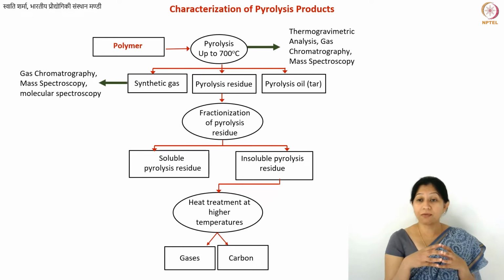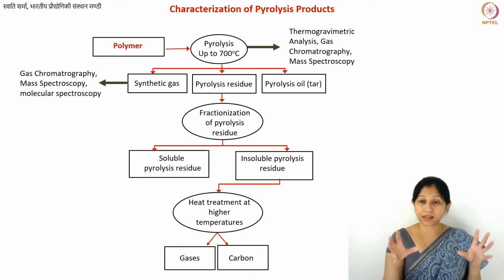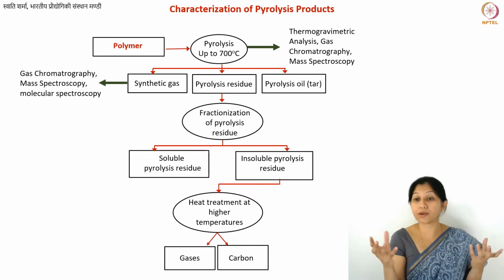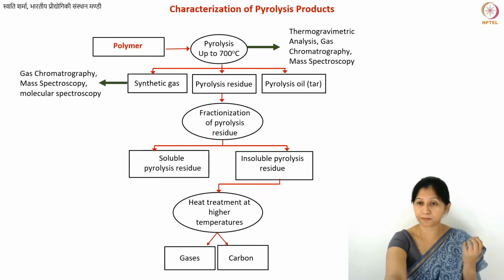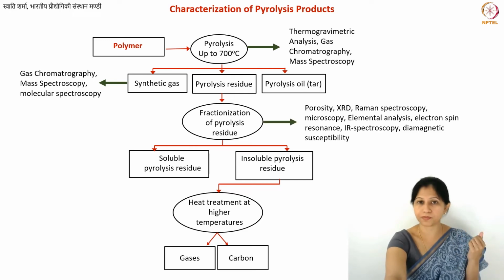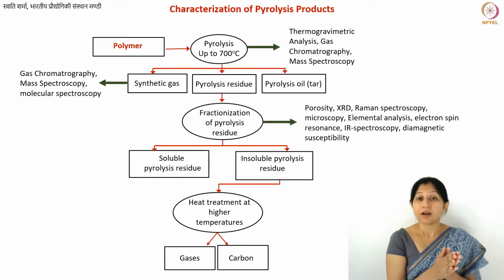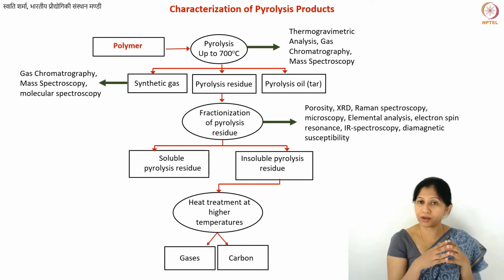Okay. Now, when you have the synthetic gas and the pyrolysis oil, the tar-like materials, you can of course analyze them again using gas chromatography, mass spectrometry, and also various types of molecular spectroscopy techniques. For example, you can use infrared spectroscopy and so on. Also, for the pyrolysis oils, you can use very similar techniques. So here, rather than gas chromatography, you will use mass spectrometry, and you can also use various chemical analysis techniques.